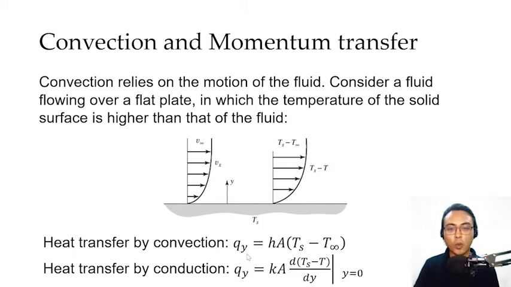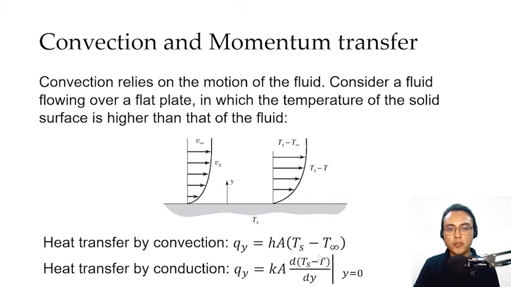heat is through the y direction, is equal to H times A times the difference in temperature, surface temperature minus free stream temperature of the fluid. Next, we write our Fourier's law equation for the heat transfer by conduction. That is Q sub y is equal to KA times dT over dy. dT over dy is our temperature gradient, and we are only evaluating our heat transfer by conduction at a position y is equal to 0.